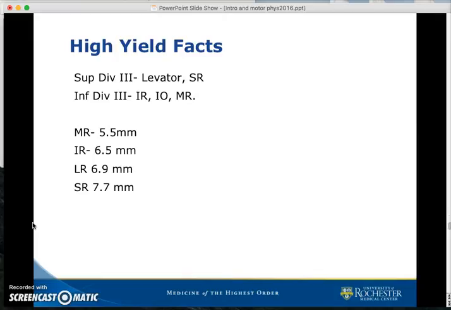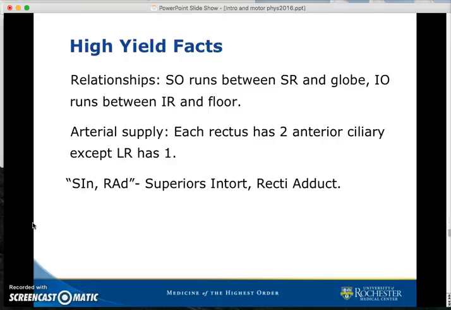So to finish up here, just some high yield facts. Innervation, the superior division of the third does the levator and superior rectus. Inferior division of the third does the inferior rectus, inferior oblique, and medial rectus. The insertions are listed here, how far they are from the limbus. The superior oblique runs between the superior rectus and the globe, and the inferior oblique runs between the floor and the inferior rectus. So the oblique muscles are both anatomically inferior to the rectus muscles.